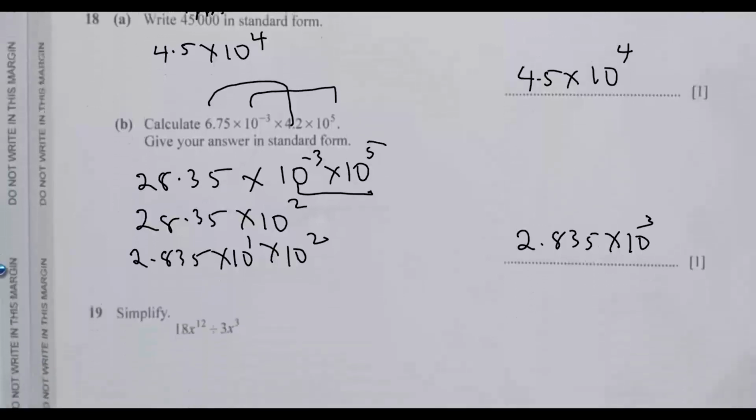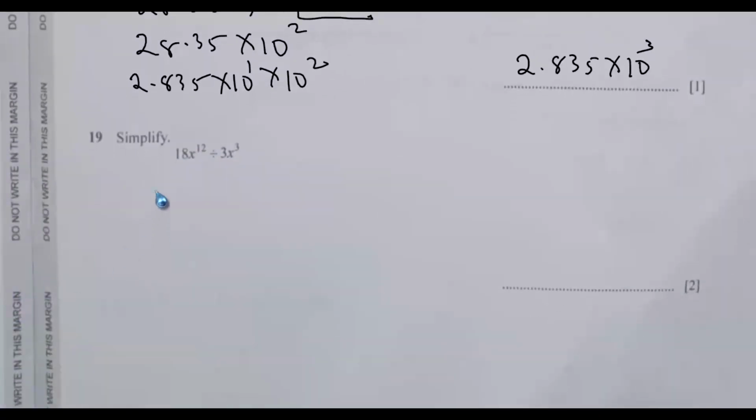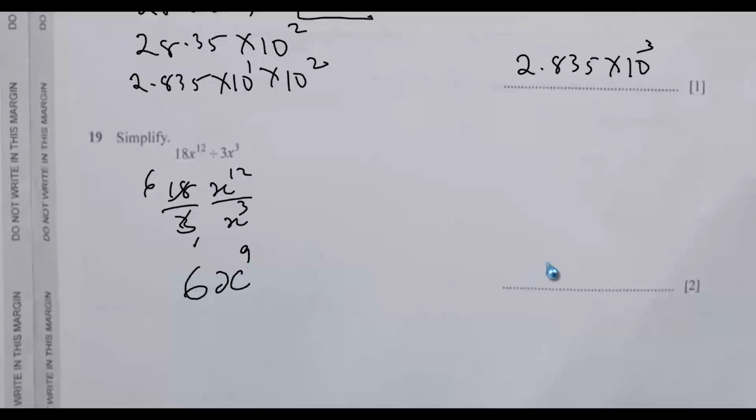So the next one is question 19. Here we have 18x to the power of 12 divided by 3x to the power of 3. So let's divide 18 by 3 and divide x to the power of 12 by x to the power of 3. 3 goes in 18 six times, so you have 6. Then this is the division law of indices. x to the power of 12 divided by x to the power of 3, you pick one of the bases, which is x, then subtract the power, 12 minus 3, and that will be 9. So our answer here is 6x to the power of 9.